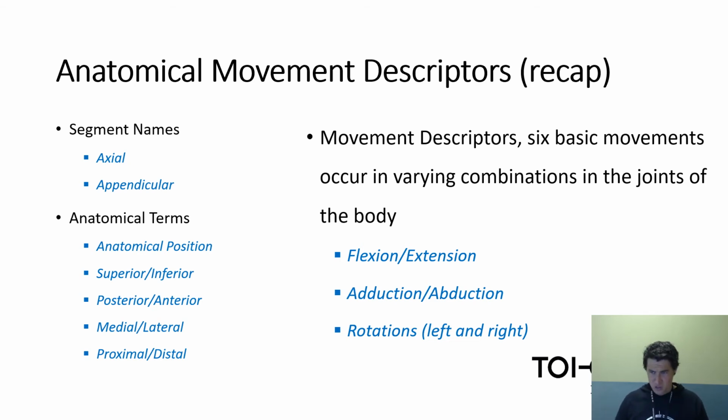Anatomical terms, which you know, anatomical position, you've got superior, inferior, posterior, anterior, medial, lateral, proximal, distal, so we get that. And then we also understand the basic joint action terms. There's 6 basic movements, and then there's varying versions of those which you know. So flexion, extension, adduction, abduction, and then left and right rotations.